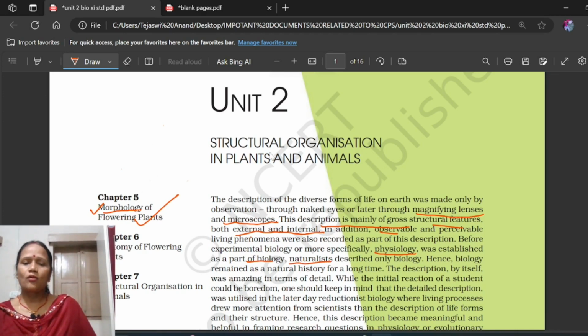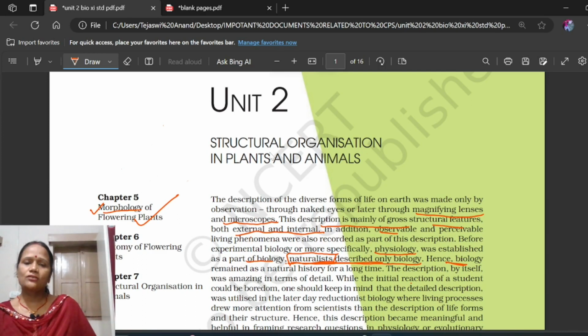Which scientists are called naturalists? Naturalists are those scientists who discovered the different types of classifications. Different classifications were given by different scientists like Bentham and Hooker and Hutchinson. These are the different types of classifications given by those naturalists, and we have to study them further. Biology remained a natural history for a long time. The description by itself was amazing in terms of detail.